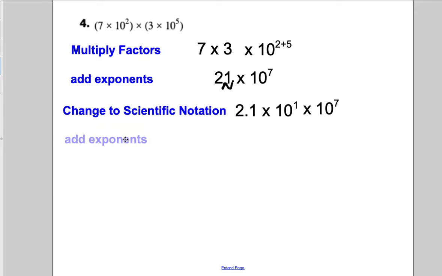Now I need to add my exponents. 2.1 times 10 to the 1 plus 7 gives me 2.1 times 10 to the 8th. And now I am finished. I'm going to double check, is this scientific notation? It is, because 2.1 is a number between 1 and 10 times a power of 10. That is scientific notation.